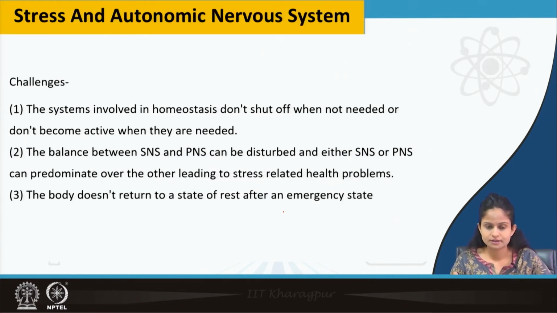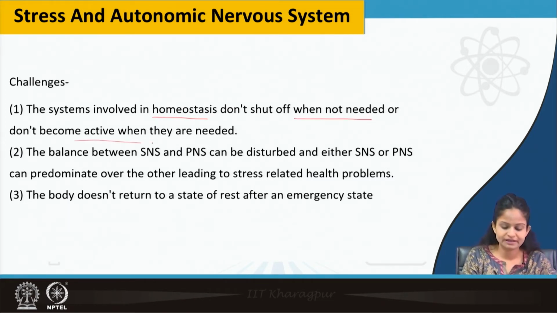So, the challenges of heart rate variability come, as I told you, because our body is always in a state of homeostasis, still we are under stress. Whenever we are under stress, our body should try to overcome that challenge, and it should overcome it in such a way that the blood flow or the perfusion of the vital organs is not compromised. The problem occurs when the systems involved in this homeostasis do not shut off when not needed, or do not become active when they are needed.